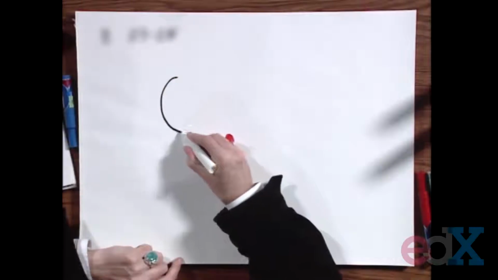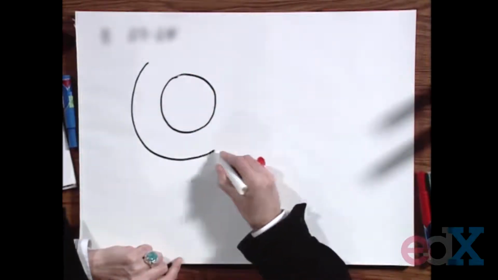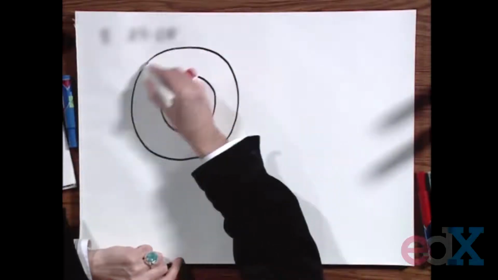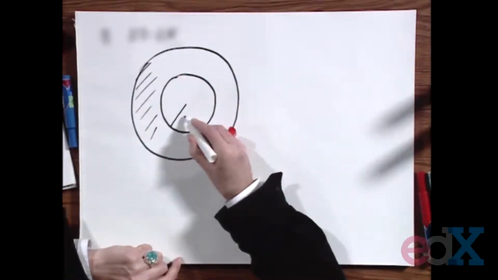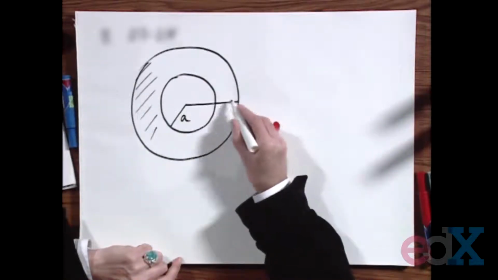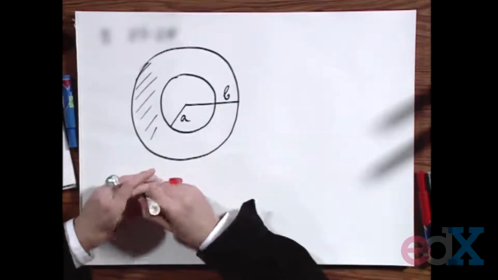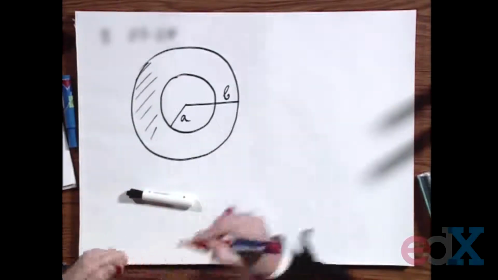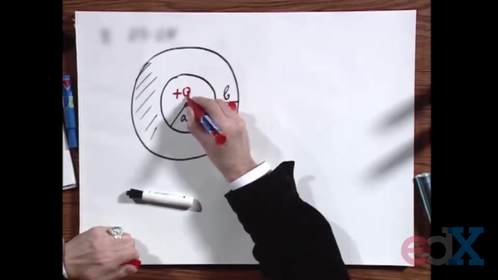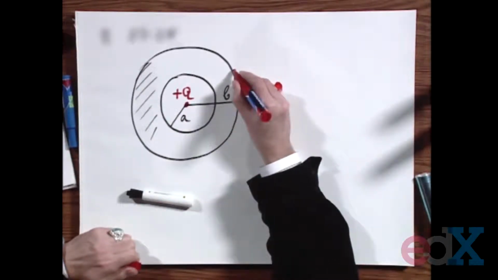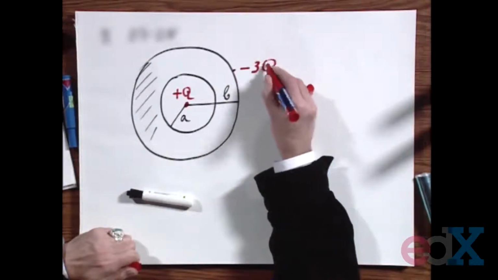We have a conducting shell. It's a metal. This is the metal. The inner core, vacuum, has radius A, and the outer shell has radius B. And there is, right here at the center, a point charge plus Q, and here at the outer surface is a total charge of minus 3Q.